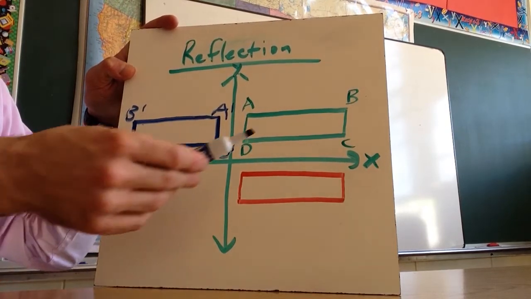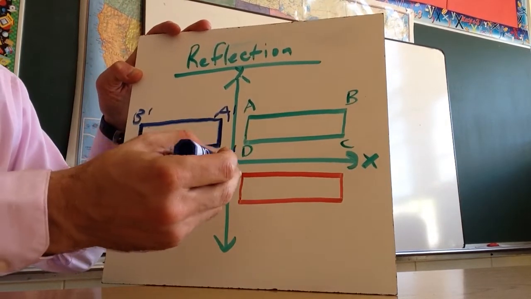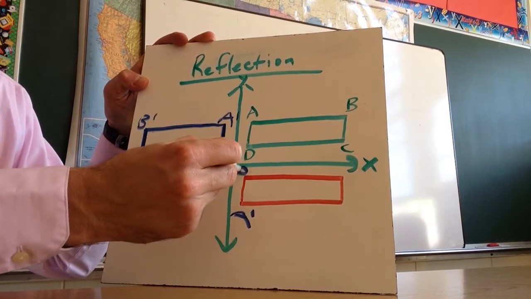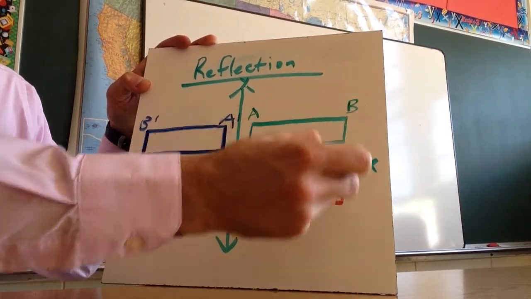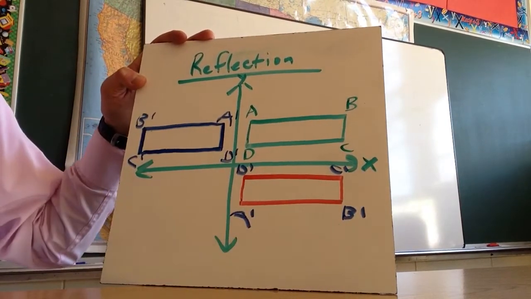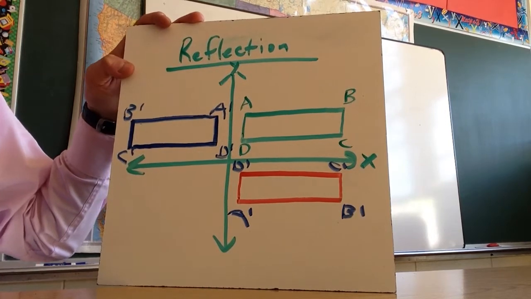If I want to flip it over the x-axis, which would be here, I'm going to take this A, this would become my A, this is the D, this is C, and this is B. Right? So it kind of came over and flipped to here. Now, a couple things to keep in mind.